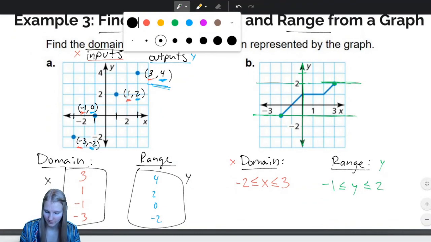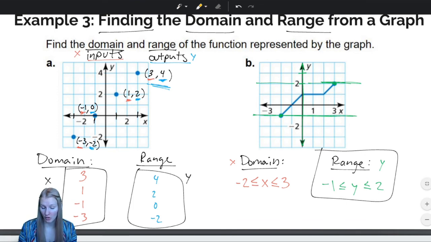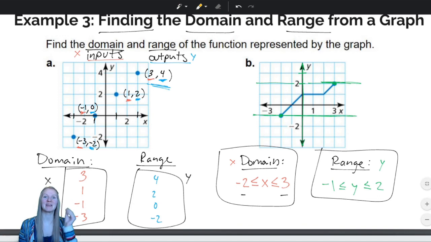And there you have it. Our domain is all the numbers in between -2 and 3, and our range is all the numbers in between -1 and +2.